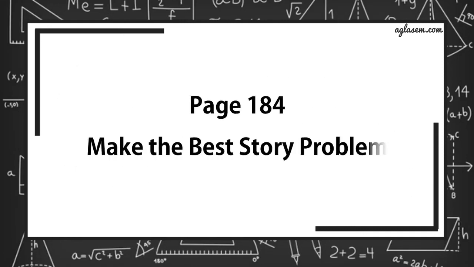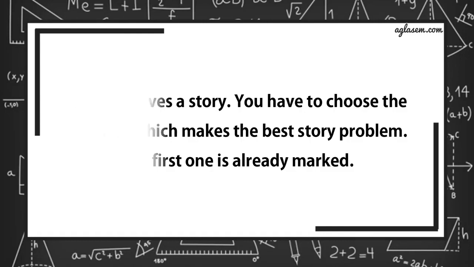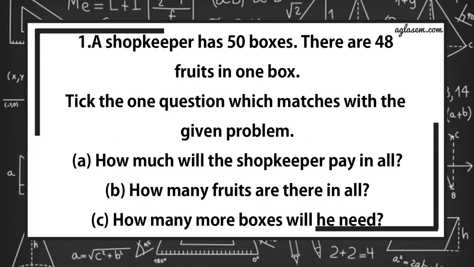Now, turn to page number 184. Make the best story problem. Each line gives a story. You have to choose the question which makes the best story problem. The first one is already marked. Here question number 1 says, the shopkeeper has 50 boxes. There are 48 fruits in one box. Tick the one question which matches with the given problem.